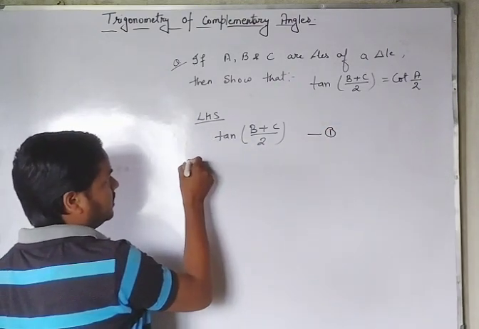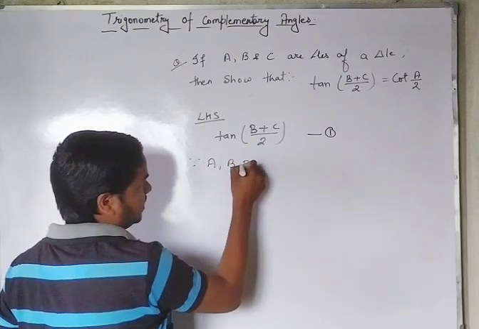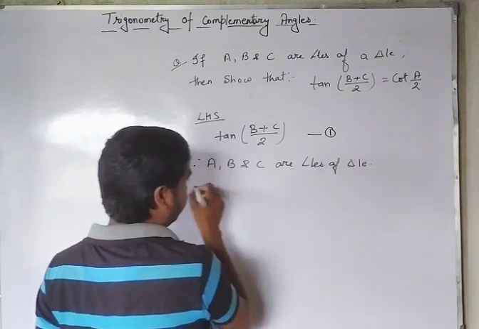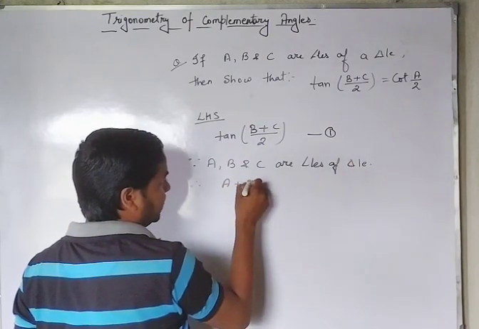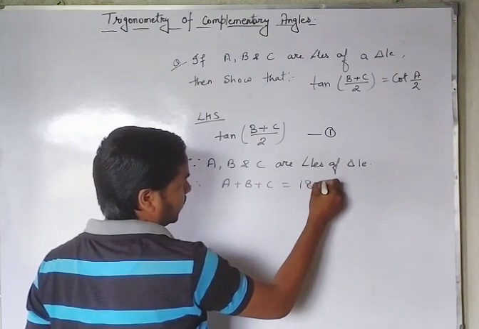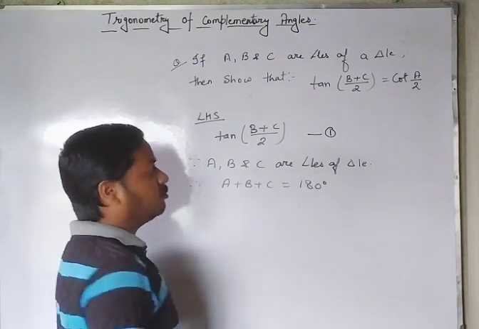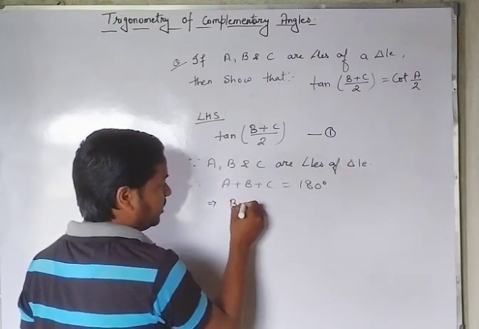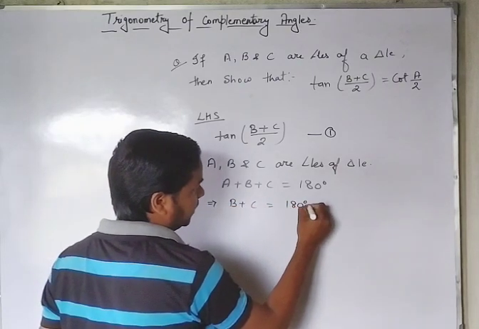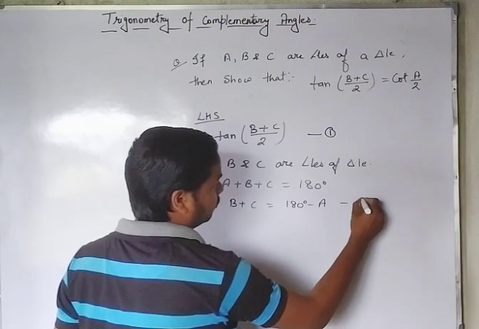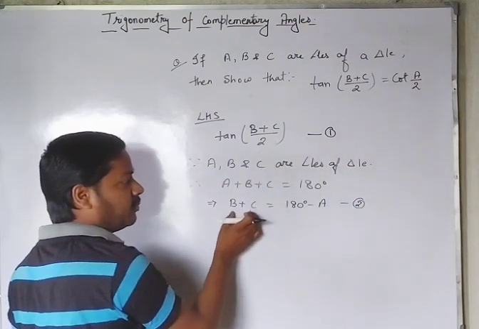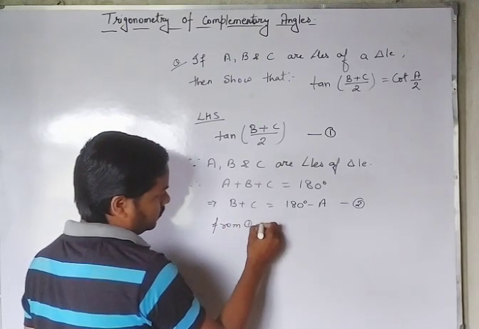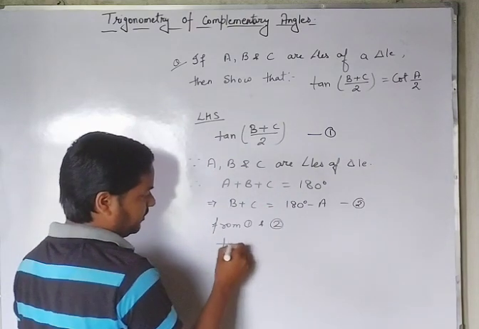Then we can write here, since A, B and C are angles of a triangle, therefore A plus B plus C is equal to 180 degree. But according to our question, on LHS we have B plus C. What can we write? This implies B plus C is equal to 180 degree minus A. Let it be equation 2. In equation 1, put the value of B plus C from 2.